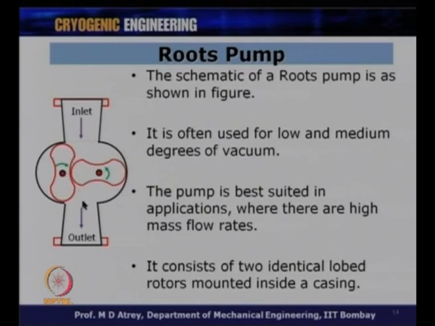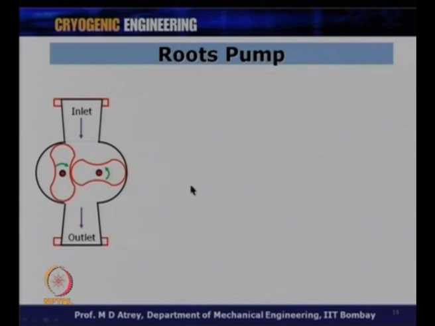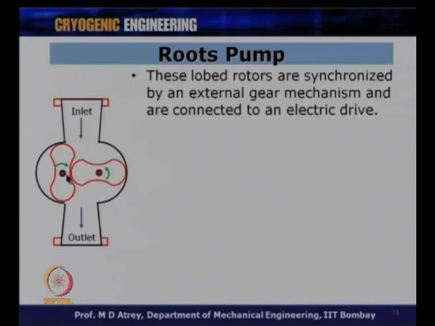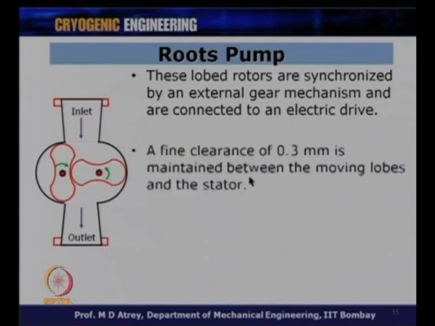So, there are 2 lobes with an 8 kind of geometry, and both these lobes are rotated in opposite directions. These lobe rotors are synchronized by an external gear mechanism and are connected to an electric drive. So, both of them are driven by an electric motor, and they are synchronized. That means there is a spatial relationship existing between their rotations, and this synchronization is done through an external gear mechanism. A fine clearance of 0.3 millimeter is maintained between the moving lobes and the stator.